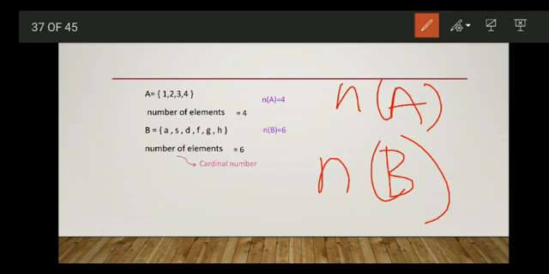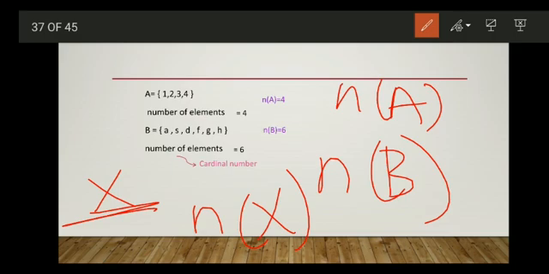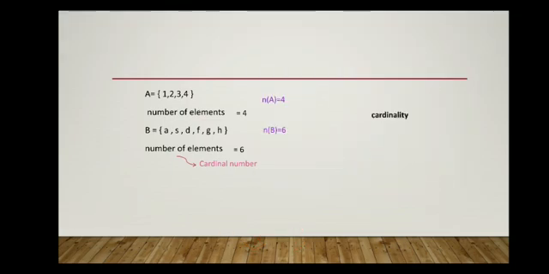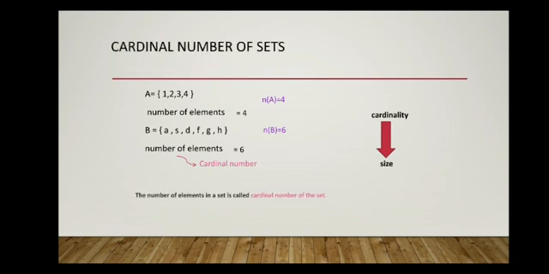For any set X, if you take X as a set, then the number of its elements is denoted as n of X. n of X means the number of elements in the set X. Cardinality means size. So the cardinality of a set means the size of the set, that is, the number of elements of a set. The number of elements in a set is called the cardinal number of a set, and it is represented using n of A. That is, the cardinal number of the set A is denoted by n of A.